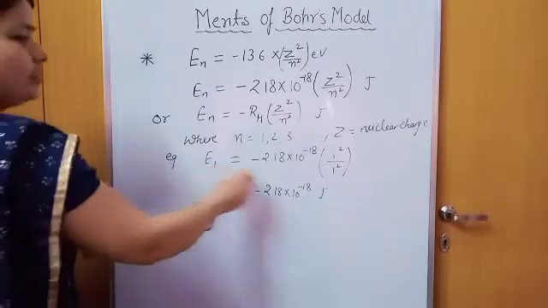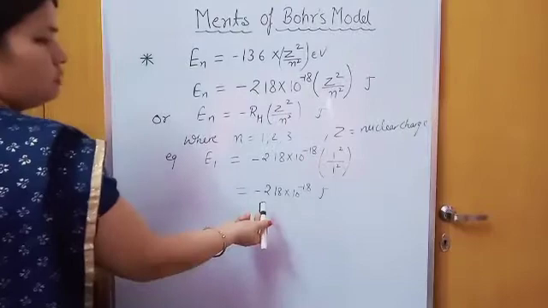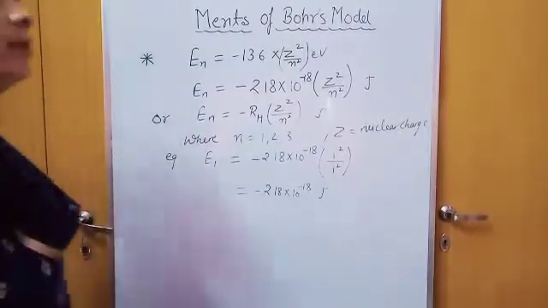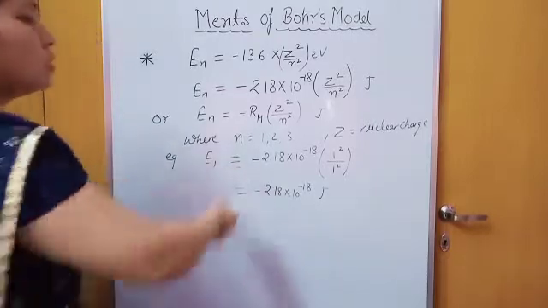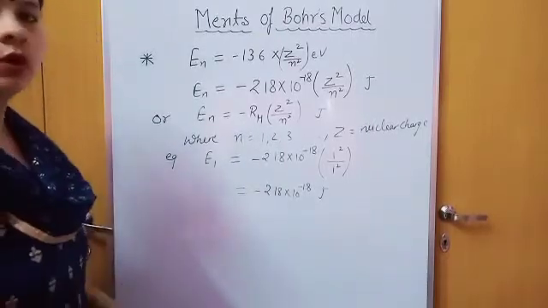If you take the second one, here it becomes 2 square. Now after solving this, obviously simple, your answer is minus 2.18 into 10 raised to power minus 18. Like this you can solve for E2, meaning the second orbit, third orbit and so on.